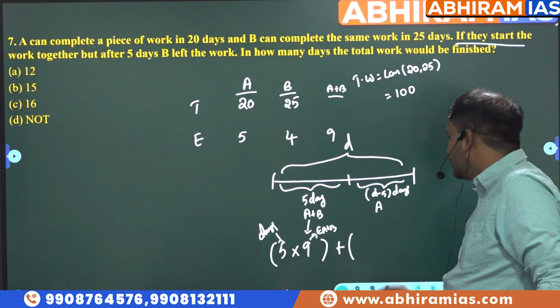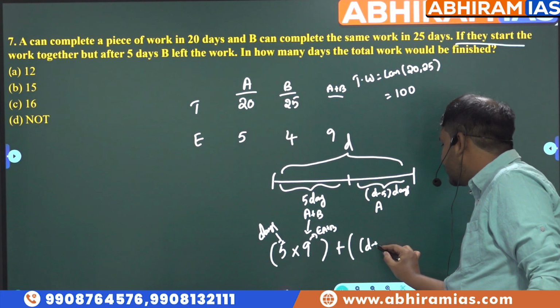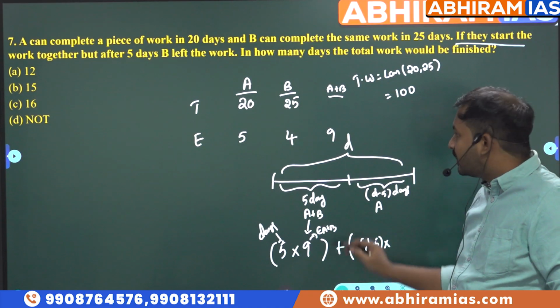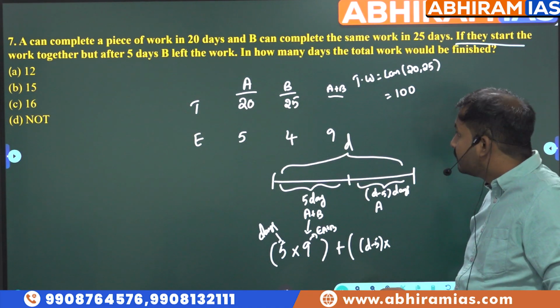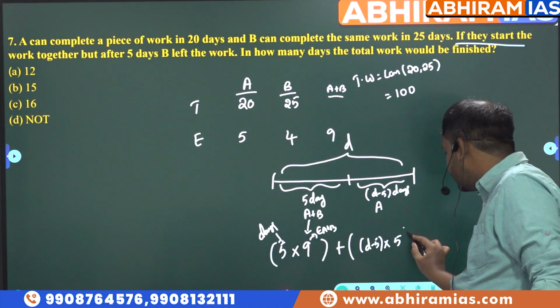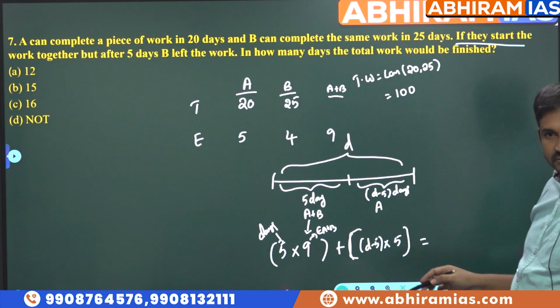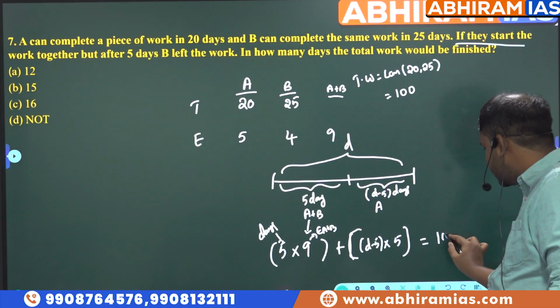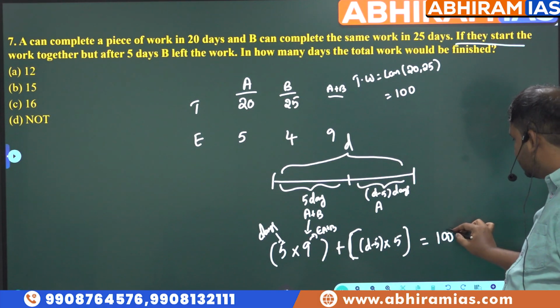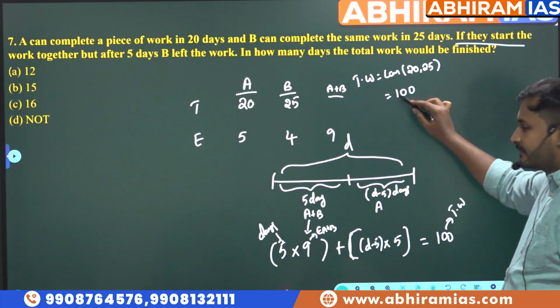Plus, for these D minus 5 days, who worked? A alone, right? What is the efficiency of A? 5. Working like this, my total work is finished, right? What is my total work here? 100. This is the total work.